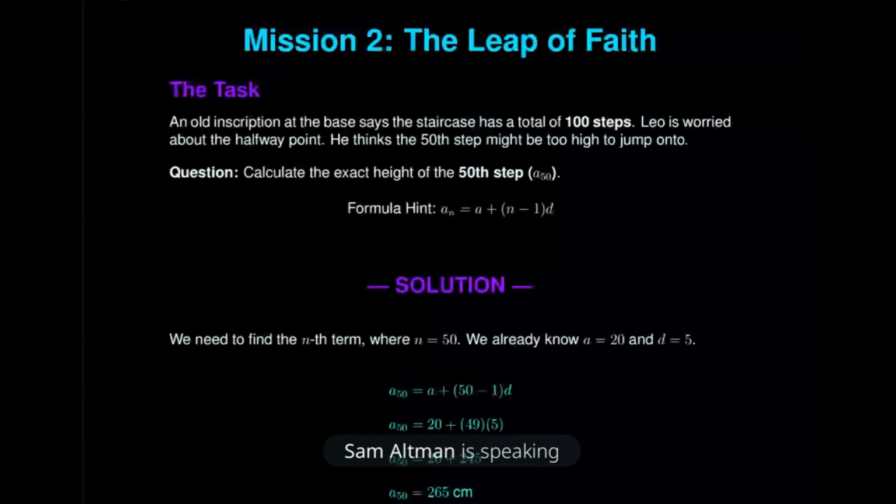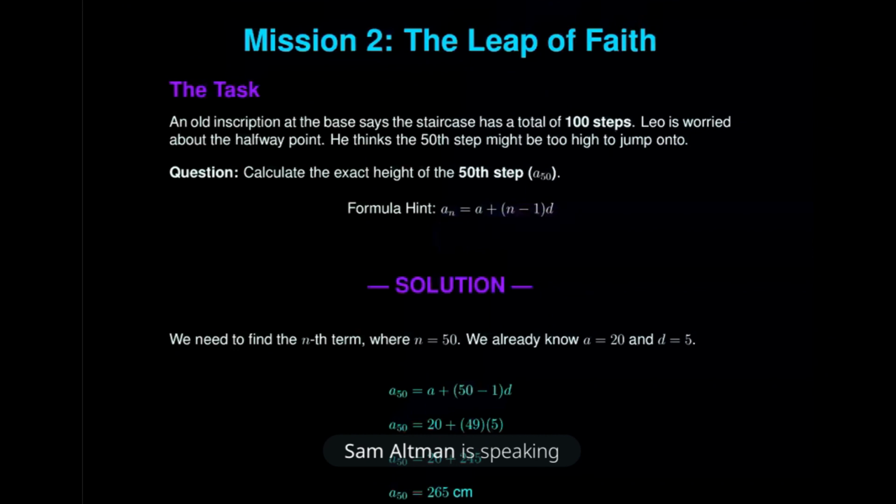The hint given to us is a plus (n minus 1) times d. Here n is the term number, subtracted by 1 and multiplied by d, where d is the common difference, and that is added to a. A is the first term of this complete arithmetic progression. So let's move ahead with the solution.